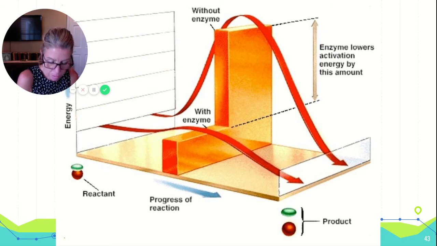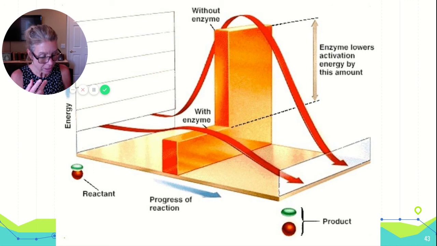Okay, so enzymes speed up reactions by lowering the inherent E sub A, energy of activation. They don't change the final energy content.